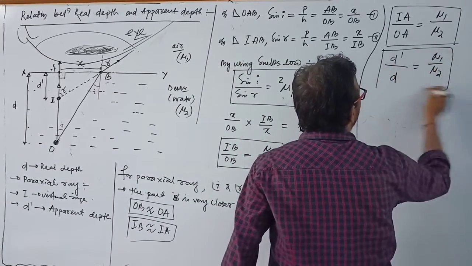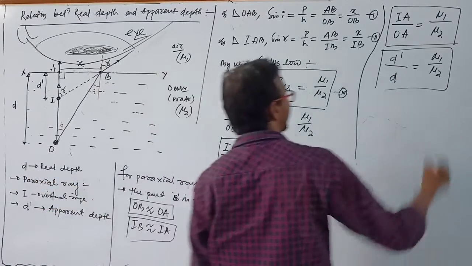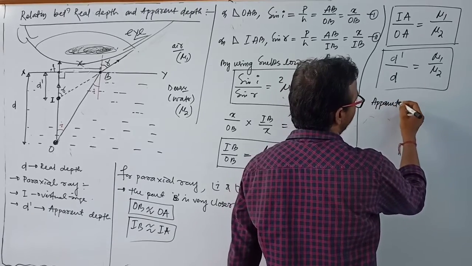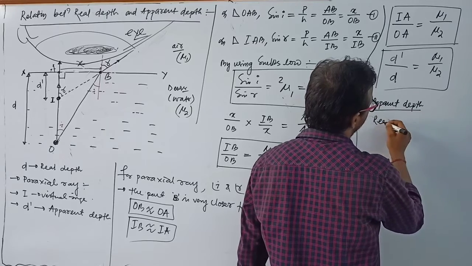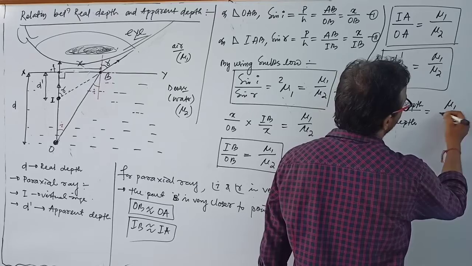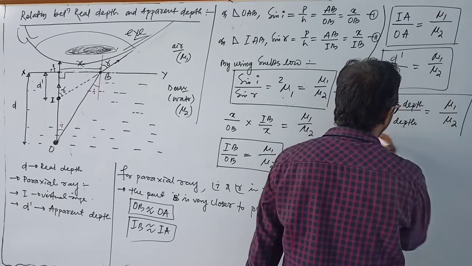But what is d dash? d dash is the apparent depth, and d is the real depth. So you can write here that apparent depth divided by real depth equals mu 1 by mu 2. This is the general expression.